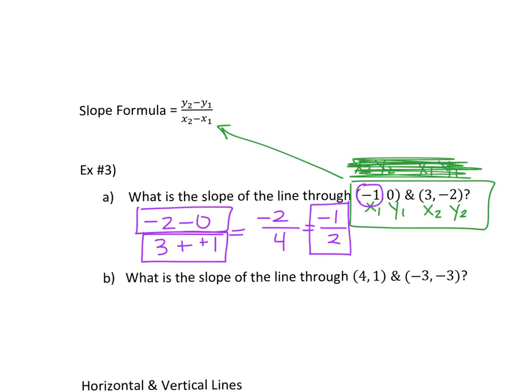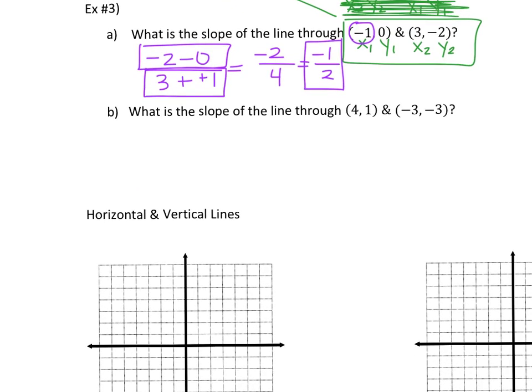Okay? You try this one. I'm not going to write it out for you. I'll put the formula here if you're looking up at mine: y2 minus y1 over x2 minus x1. But try that. See what you get.